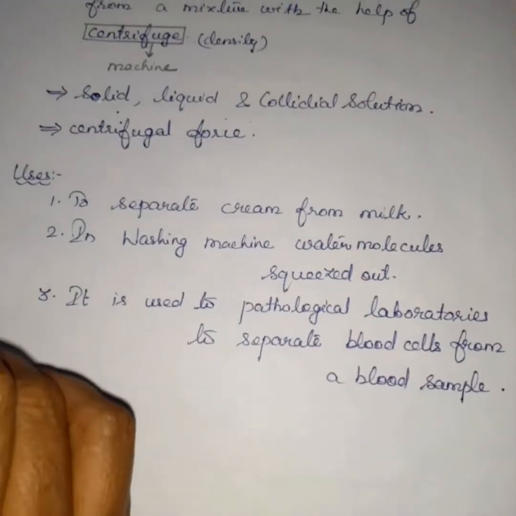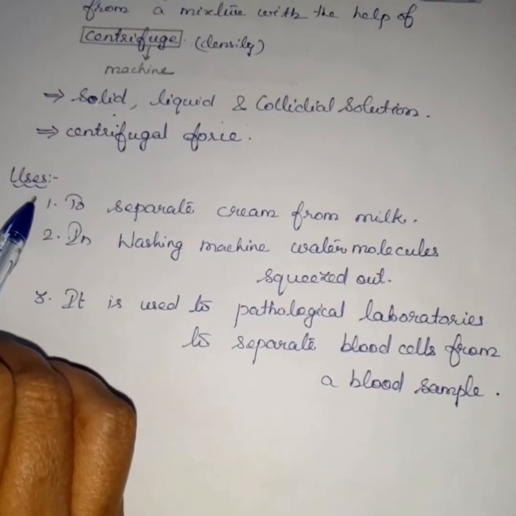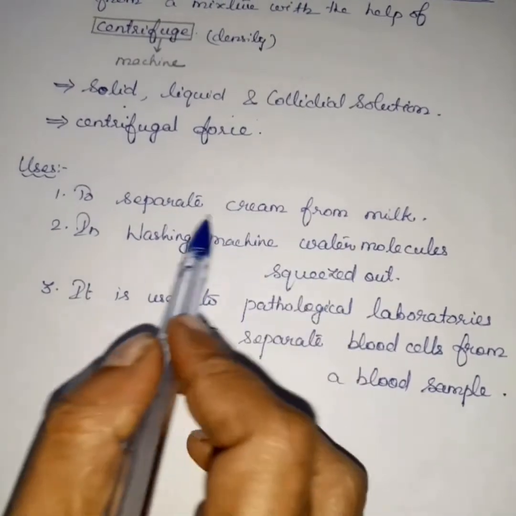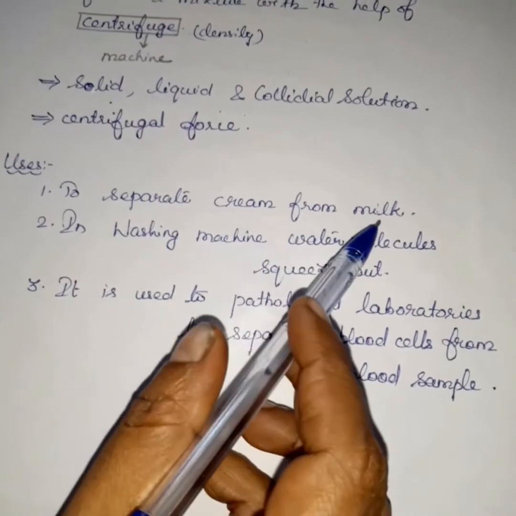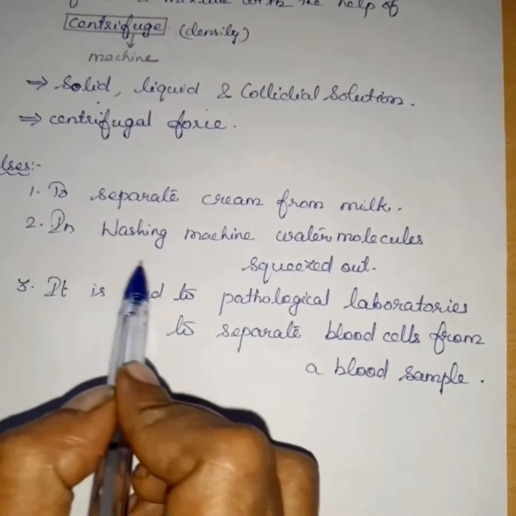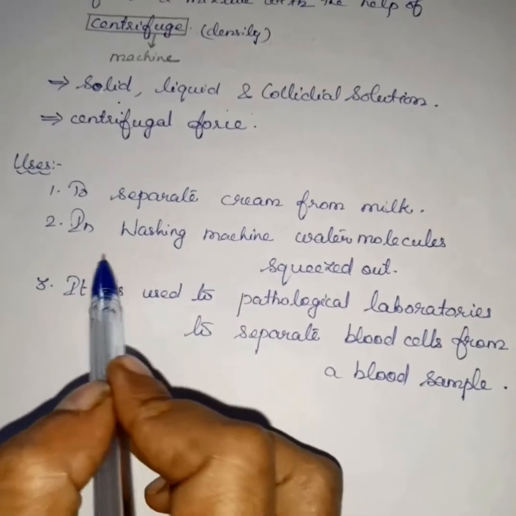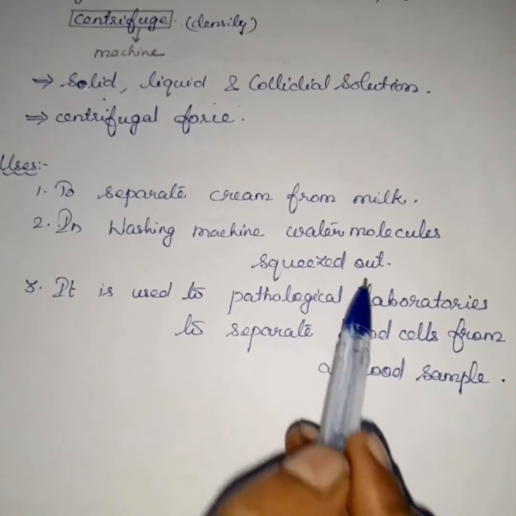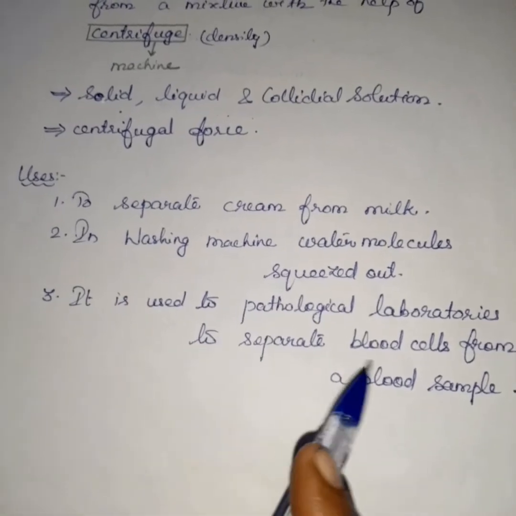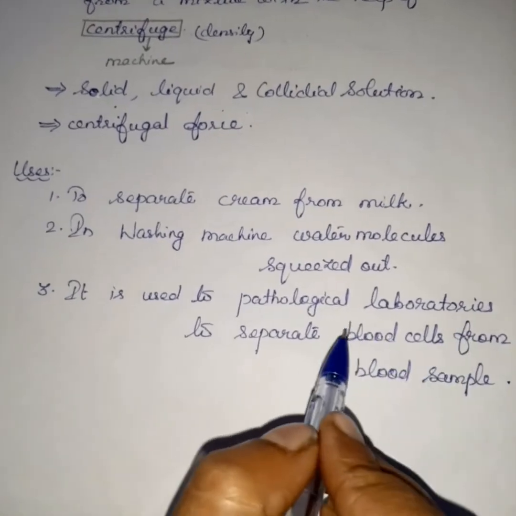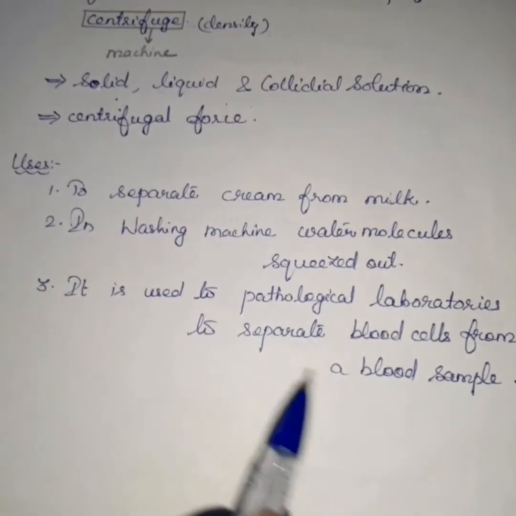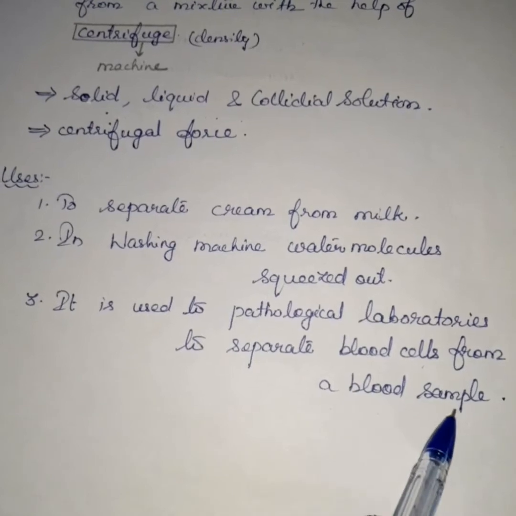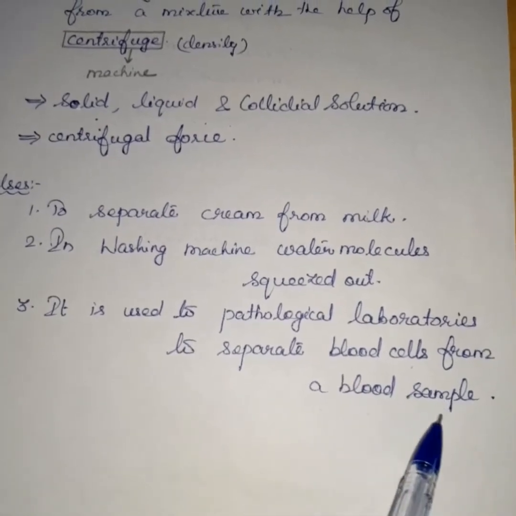Now you have studied the uses of the centrifugation method. First use: to separate cream from milk. Second, in the washing machine. All of you know the washing machine. In the washing machine, water is squeezed out. Next, it is used in pathological laboratories, in the hospital to separate blood cells from a blood sample.